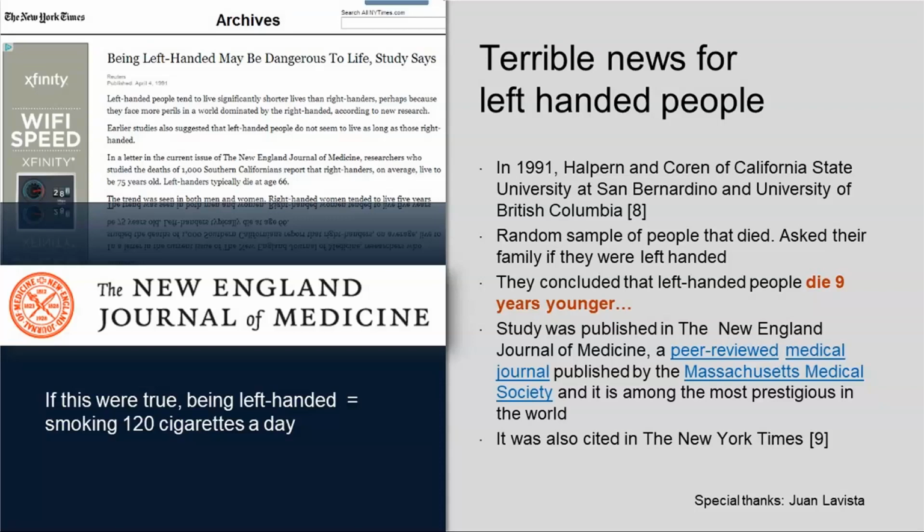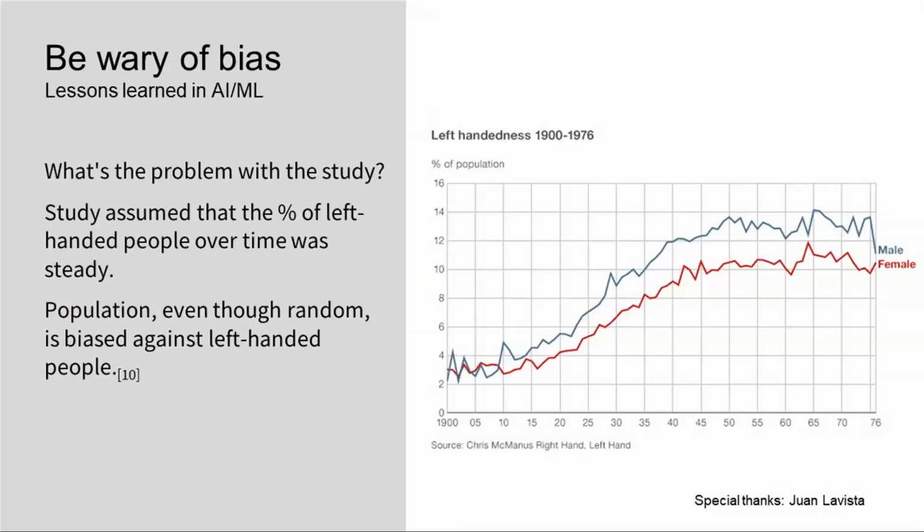The first lesson we've learned is that bias is prevalent. We're all familiar with the biases due to gender, race, location, and age. But bias can be seen in many more scenarios. For example, there was a study published in 1991 that stated left-handed people were at risk of dying 9 years younger, the equivalent of smoking 120 cigarettes a day. And this was a case study in bias.